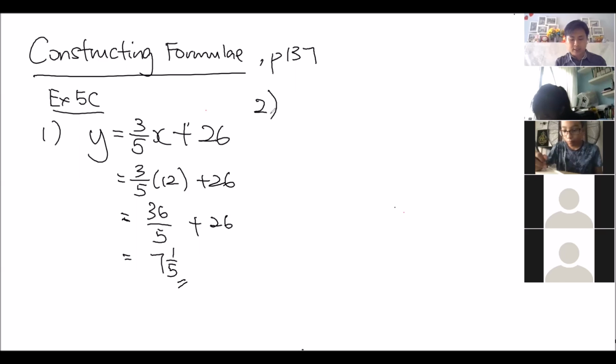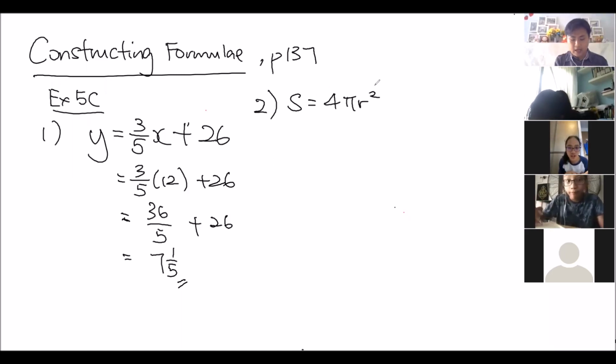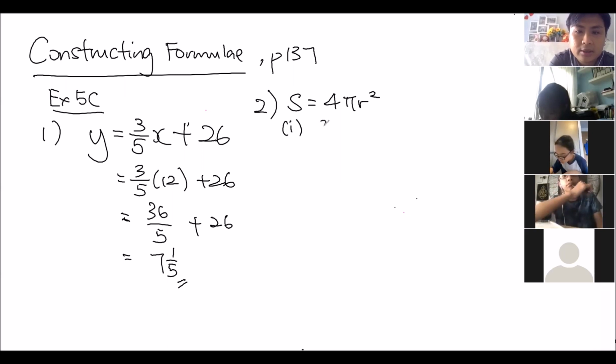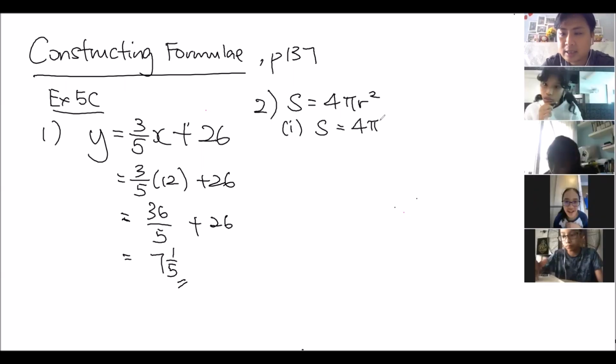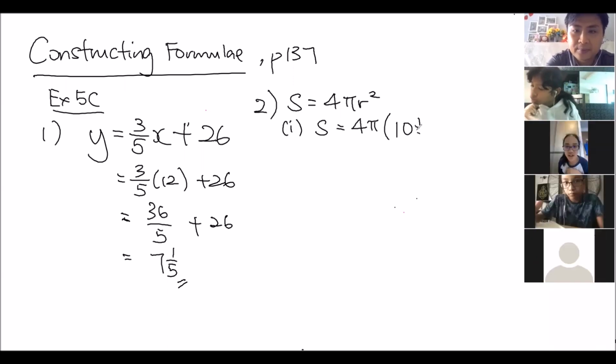For this question, again you are given a formula. The formula is S equals 4 pi r squared. What we'll do is we'll copy down the formula first. After you have copied down the formula, the first part: find the value of S when r equals 10.5. How do you find the value? 4 pi, then you put a bracket, then you replace r with 10.5, then you close it, then you square it. Can you get the idea?